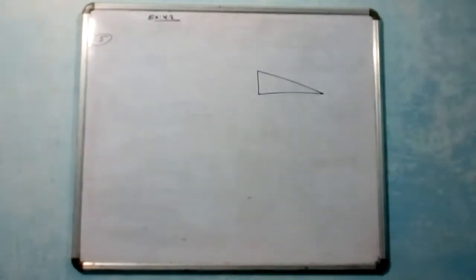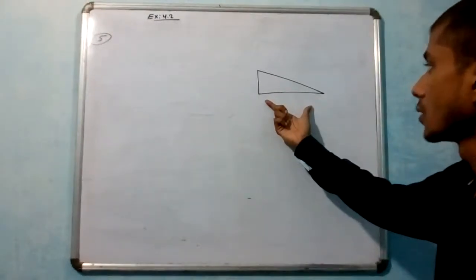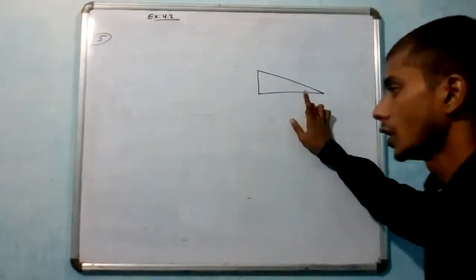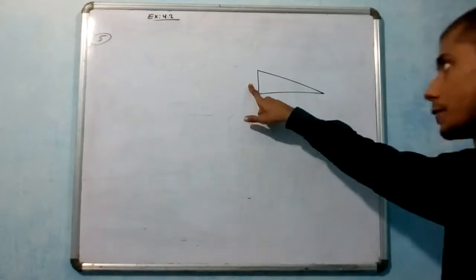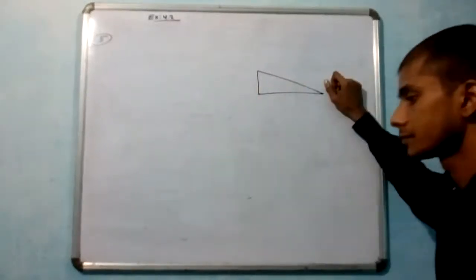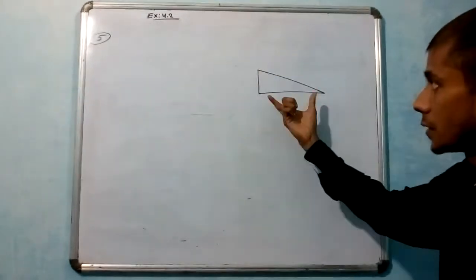Whatever is the base of the right triangle, according to the question, the altitude is 7 centimeter lesser than this value. If it is 10, then this will be 10 minus 7, that is 3. If it is 14, then this will be 7. Understanding what it is telling? The altitude is 7 centimeter lesser than its base.